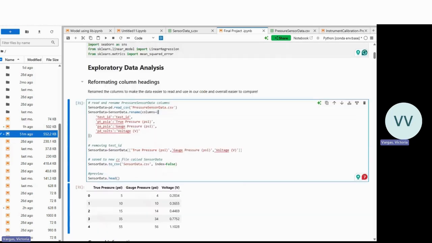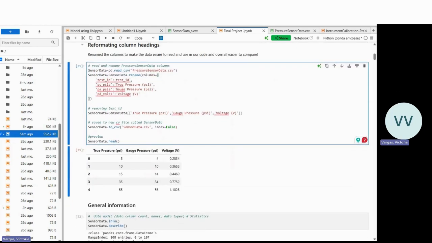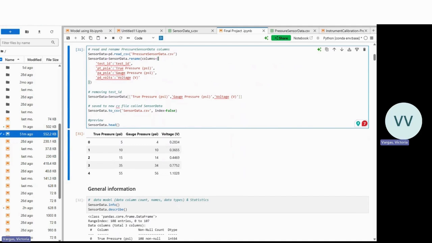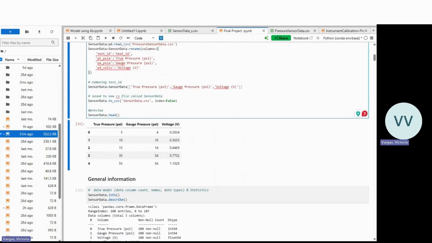And exploratory data analysis. The first thing we wanted to do is reformat the column headings. Megan was able to do this for us. We renamed the columns to make the data easier to read, to look back at later, and overall easier to compare. So that's what we did here. We read and renamed the Excel data columns, and we saved it as a new file called sensor data. And here is us changing those titles to be a little more clear and easier to read.